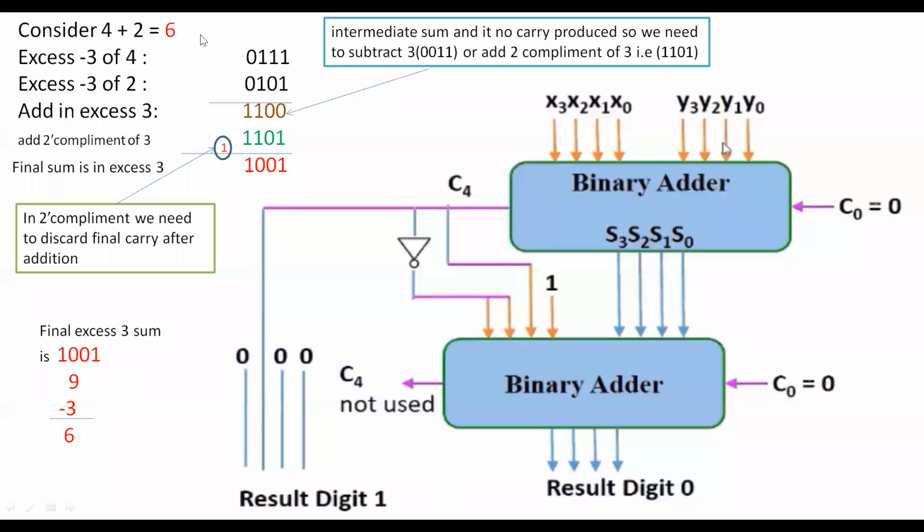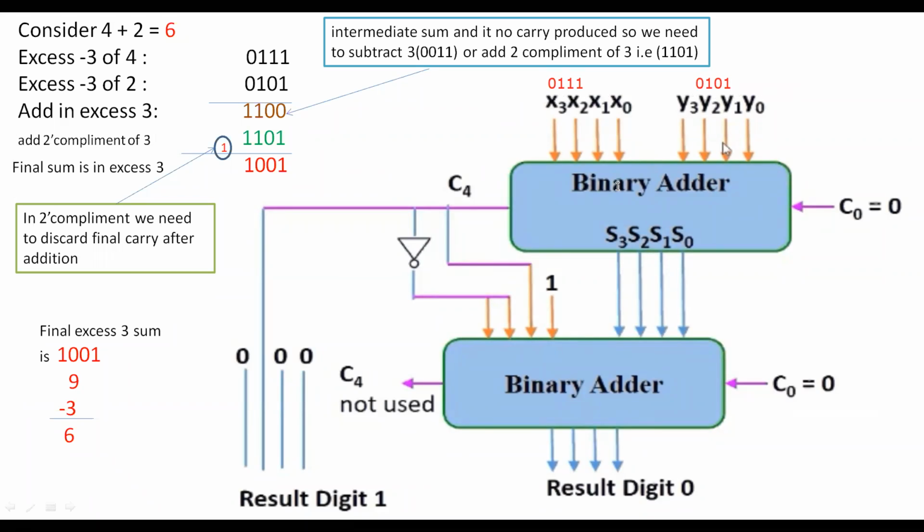We have taken the example as the two excess 3 numbers, that is 4 plus 2. The decimal of 4 in excess 3 is 7, so 0111 is added with 0101. These two numbers are added.